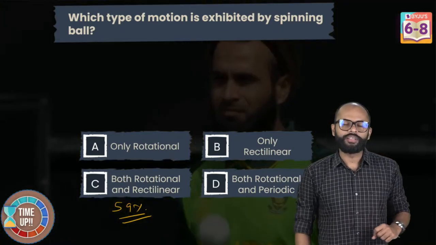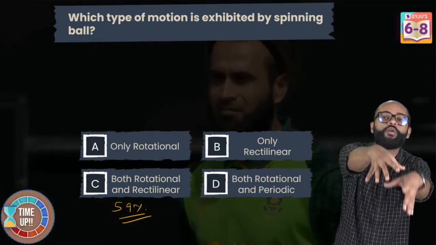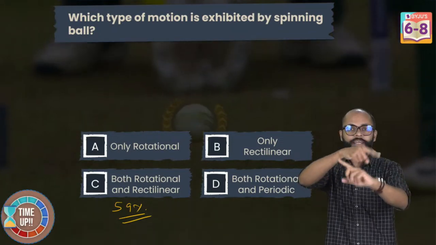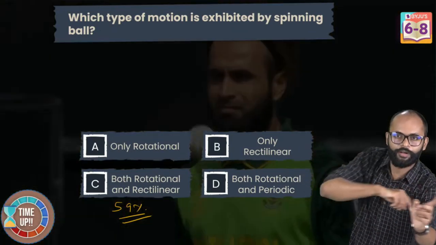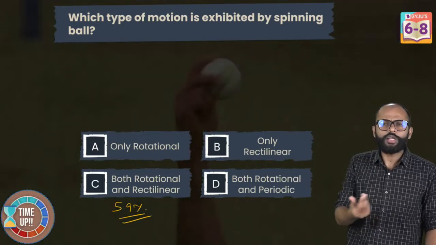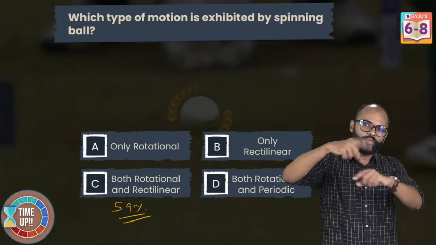What is the ball doing? Ball is rotating also and moving forward also, right? So the ball is doing rotational motion and it is also moving forward. We have studied so much on this, right? That's why it's a combination. You cannot say it is only rotating.